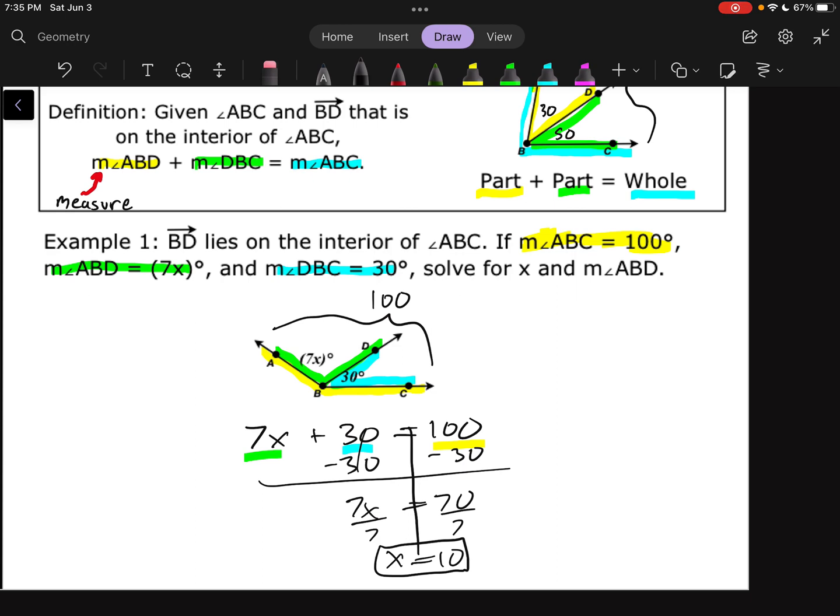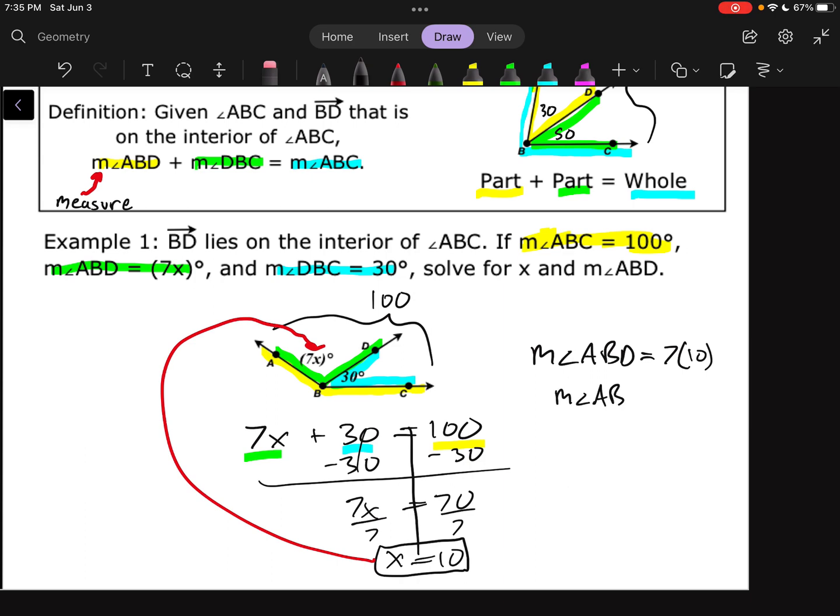And then they want ABD as well, so let's take that and plug it into angle ABD. So the measure of angle ABD must be equal to 7x, that's 7 times 10. So that is 70, and that is 70 degrees.